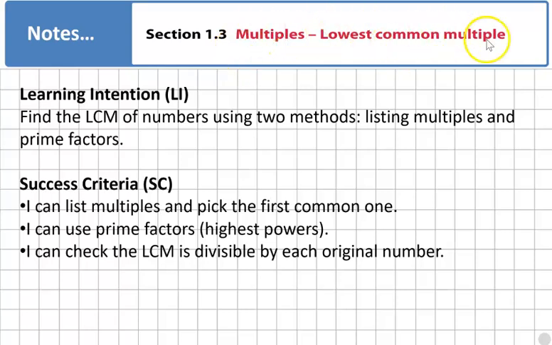Multiples, lowest common multiple. Learning intention: find the LCM, lowest common multiple, of numbers using two methods, listing multiples and prime factors. Success criteria: I can list multiples and pick the first common one. I can use prime factors, highest powers. I can check the lowest common multiple is divisible by each original number.